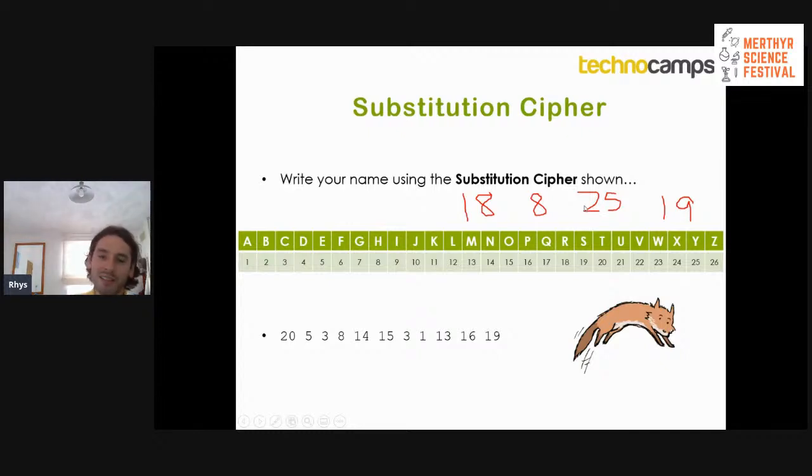Okay, nice. So I've got a message on the screen for you. Can you decrypt this time? So take the message, use the key to decrypt the message back into plain text. What does it say?